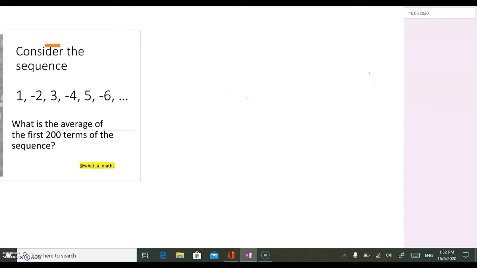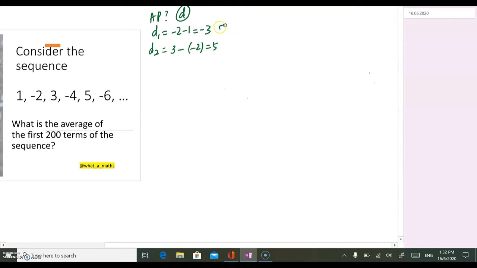Okay, over here, first of all, I will check if this is an AP or a GP. To check for AP, I will look at the difference. D1 is equal to -2 minus 1, which is -3. D2 equals 3 minus -2, which equals 5. These two differences are not the same, therefore it is not an AP.